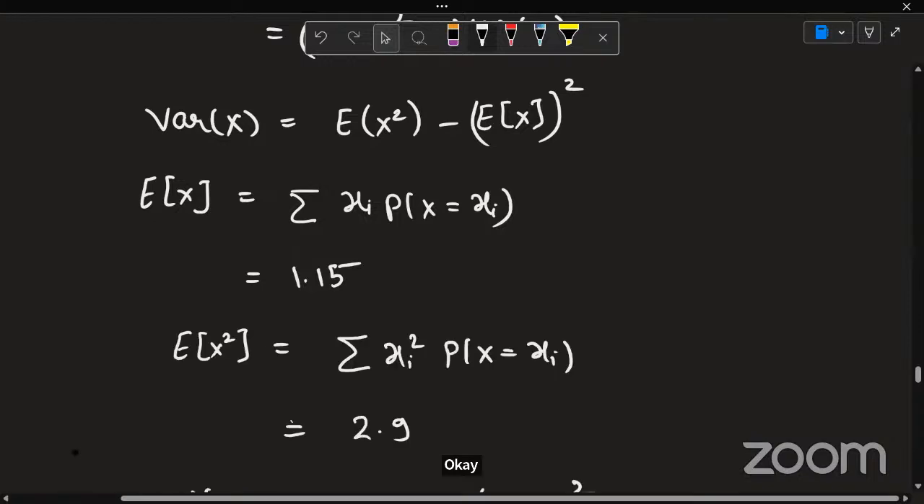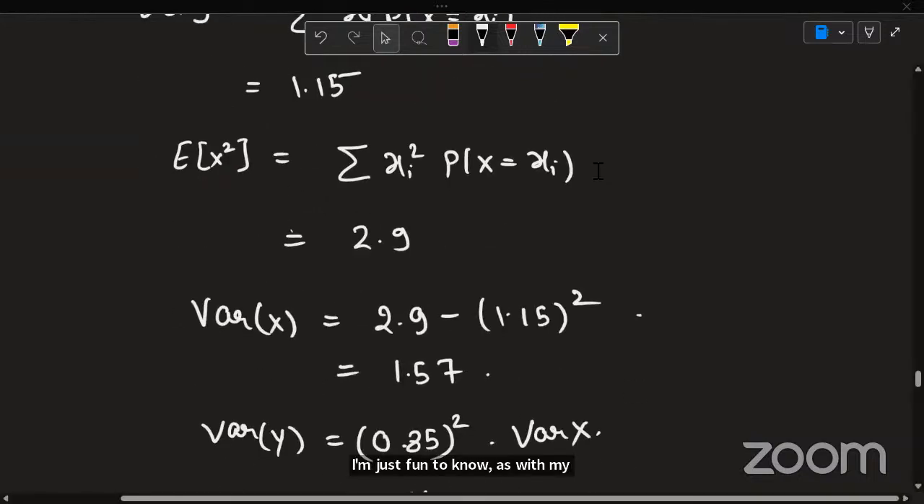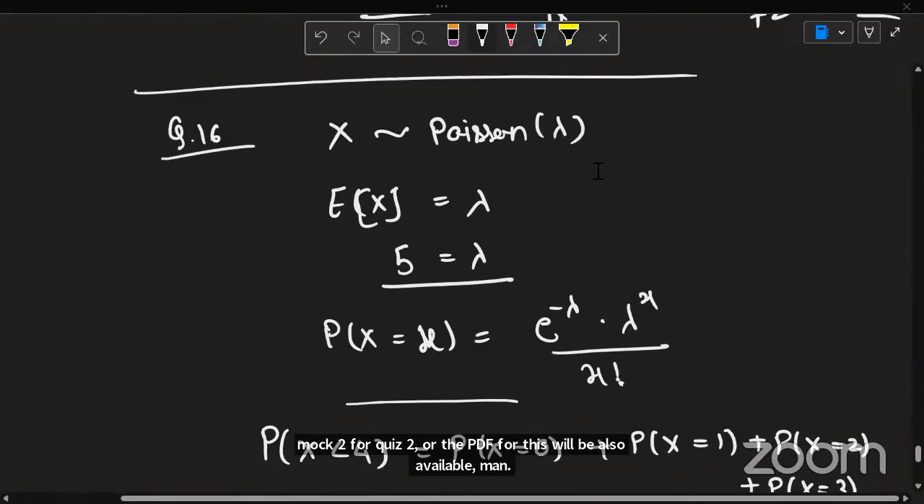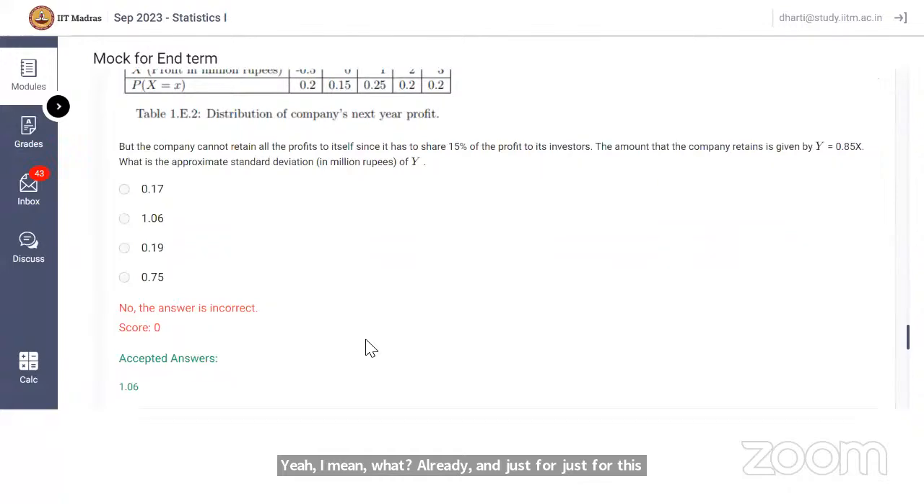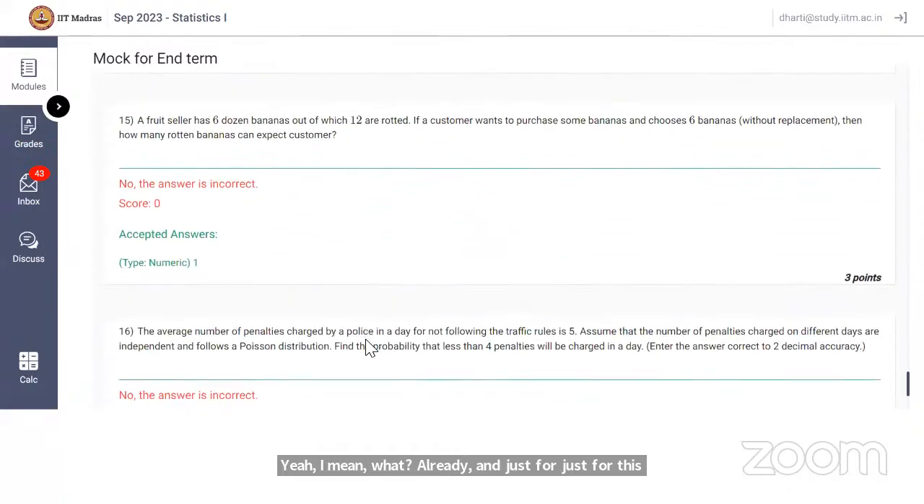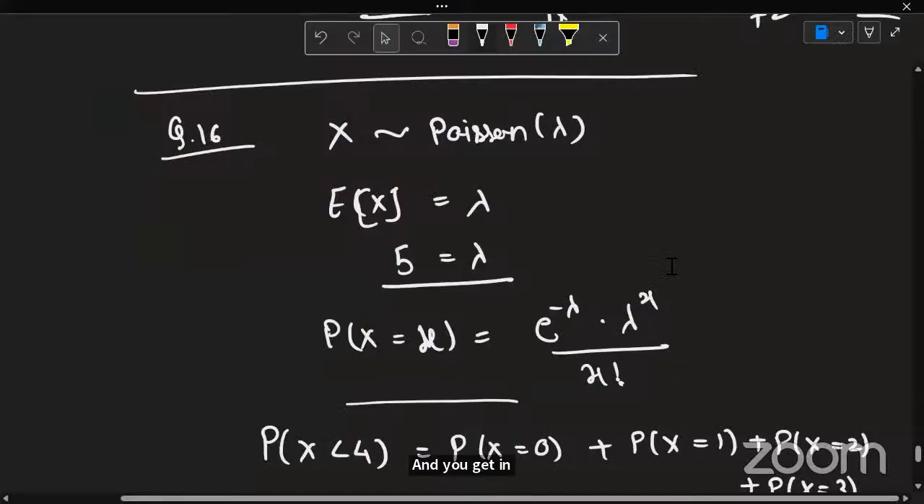Ma'am, I just want to know, as with Mock 1 and Mock 2, for Quiz 2 the PDF will also be available, ma'am? Yes, for Mock 1 and Mock 2 you got the PDF already. And just for this final quiz, will there be a PDF also? Because that helps resolve even the minutest doubt, when it is written.